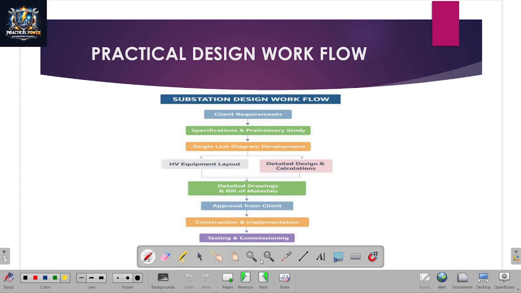When we design the substation, we follow the criteria. First, the substation design workflow. We have to understand what are the requirements of the client, and accordingly we make the data for specification and preliminary study. Then single line diagram development, we will prepare a single line diagram.